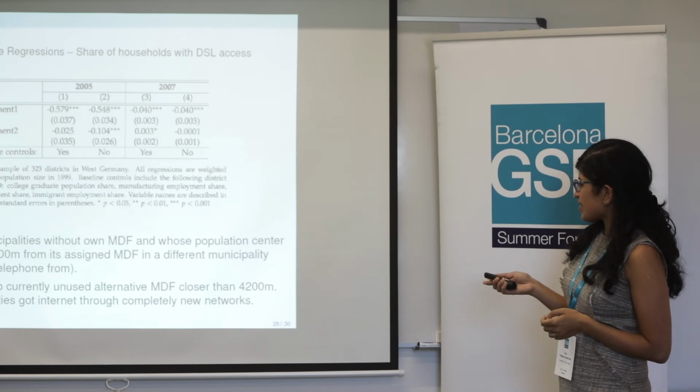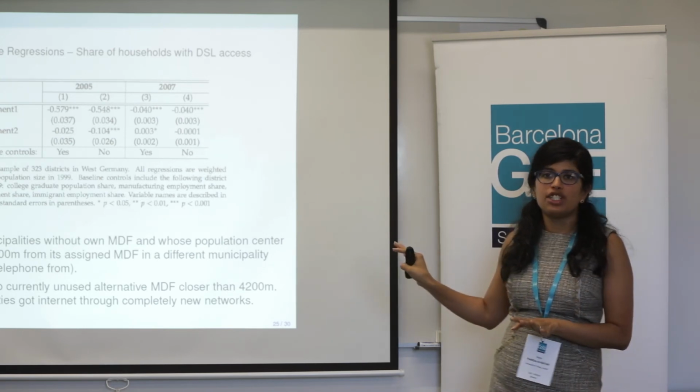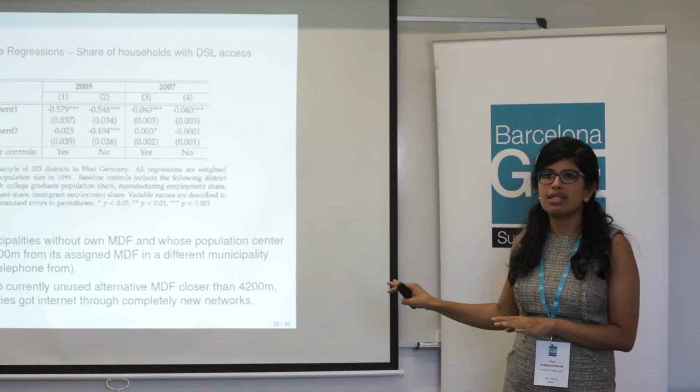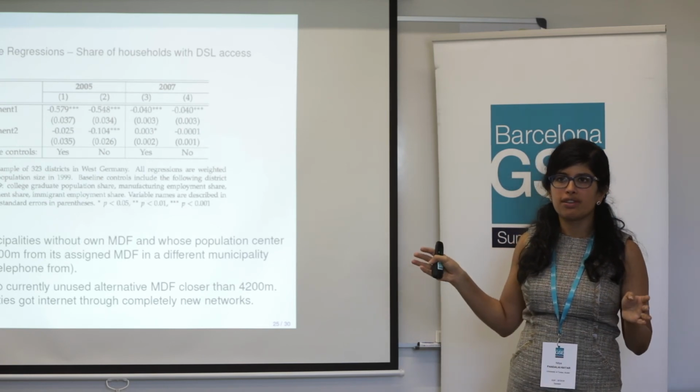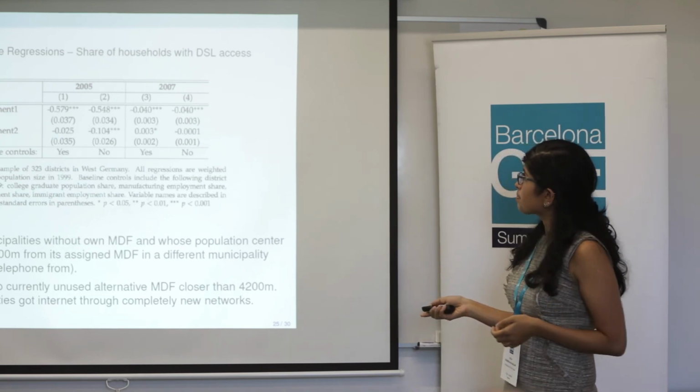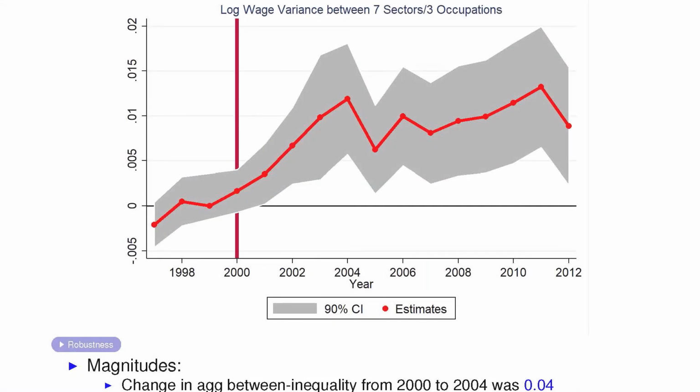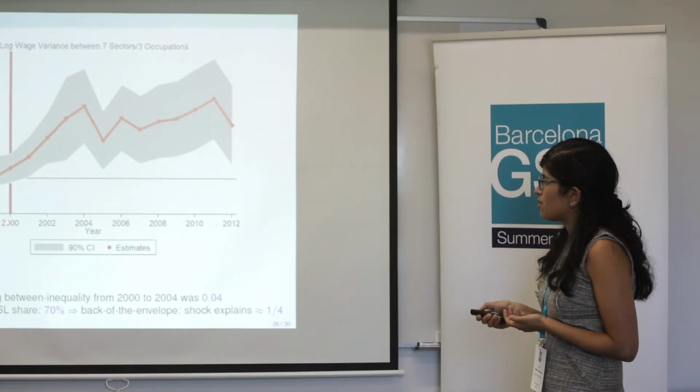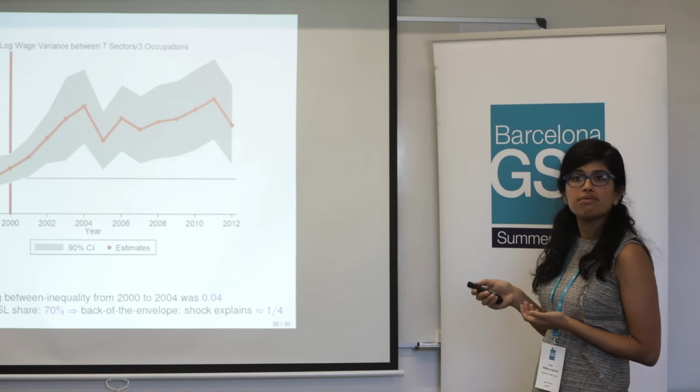Okay, so this is also only for West Germany. The same things didn't apply for East Germany because they built their telephone network differently, so we can't do this for East Germany. So let me show you what happens to our between inequality measure in response to the shock. We're basically just estimating local projections here, and you can see that internet access started spreading after 2000, and you can see the inequality going up.